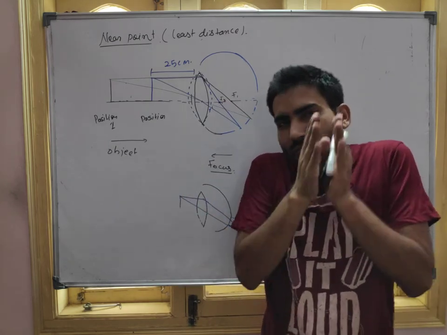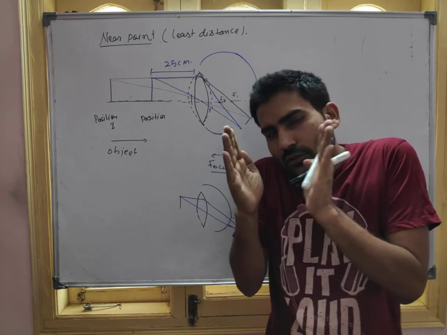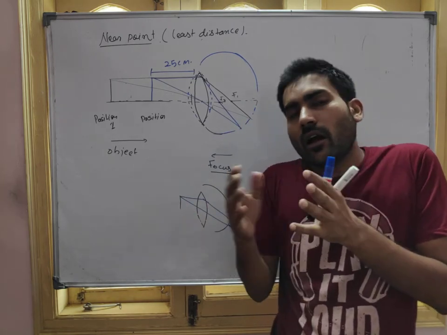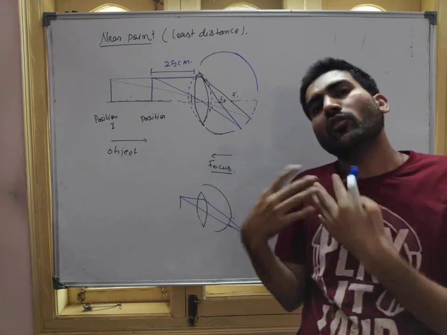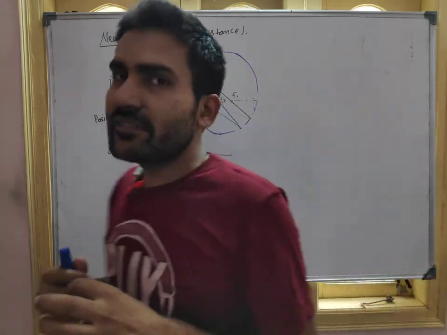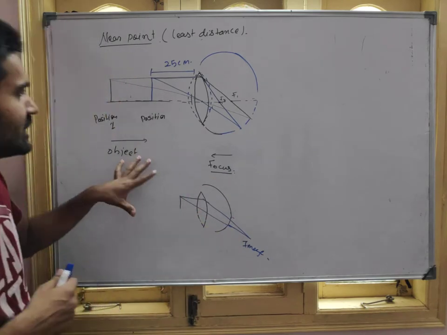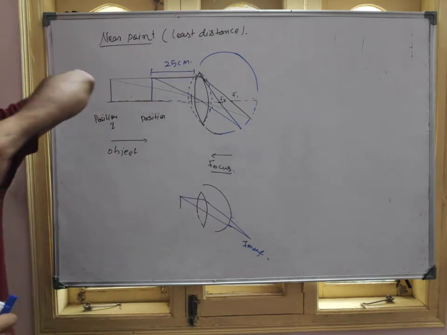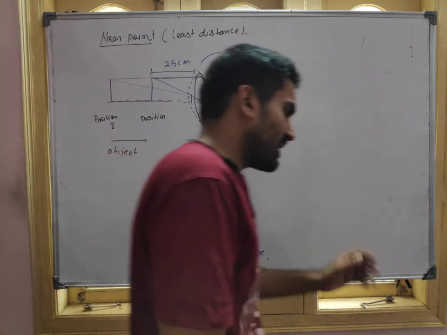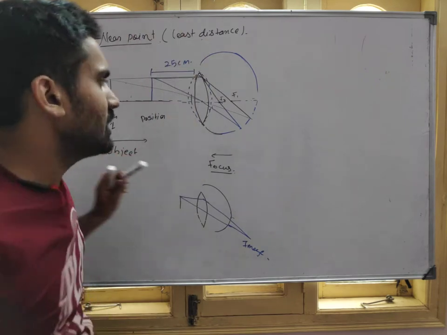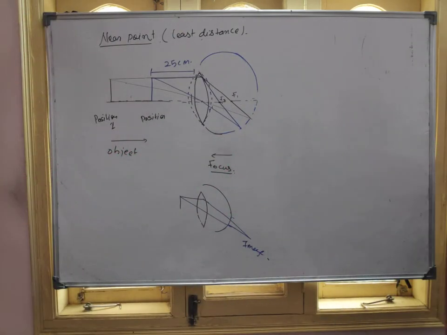So it means the focus will shift nearer to the lens, but there is a limit. Up to that point, after that point, the focus cannot be shifted. So it means we will get a blurred image of the object. So there is a near point, and the near point is 25 centimeters. I hope this point is clear for you guys.